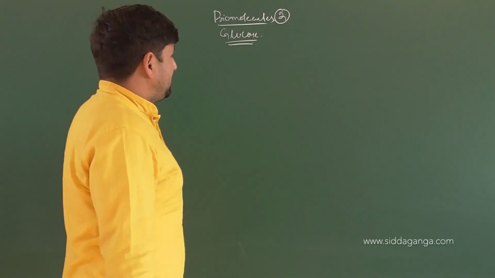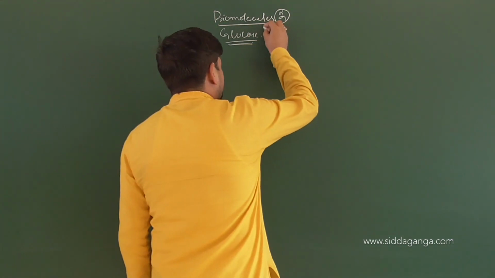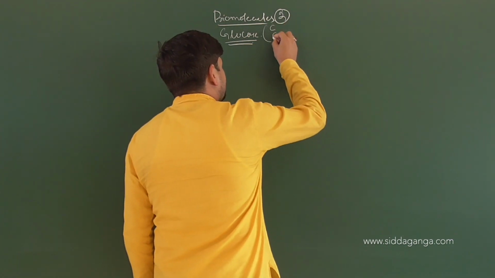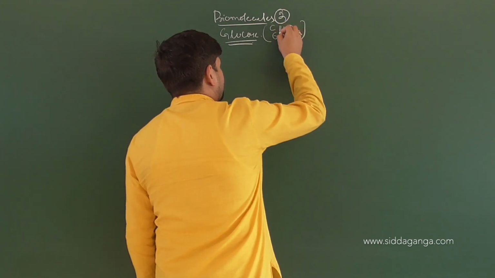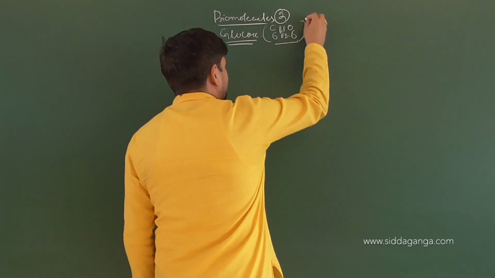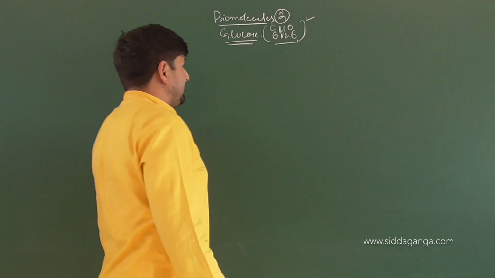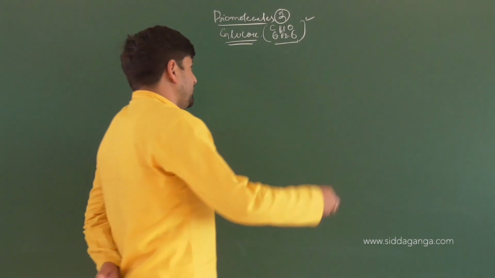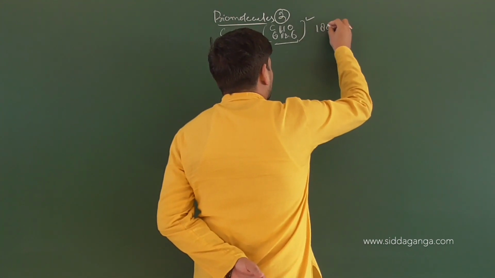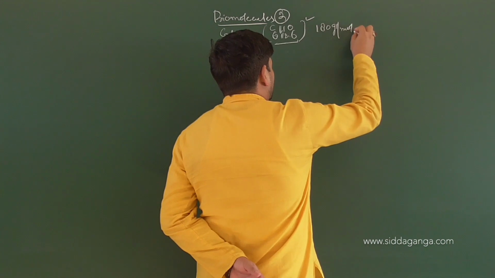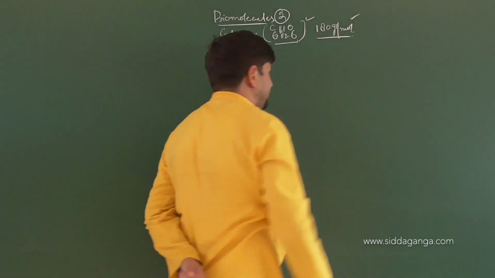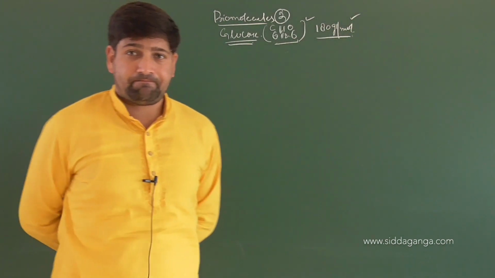By experimental investigation, it was found that its molecular formula is C6H12O6. With respect to its mass and other calculations, it is molecular formula C6H12O6. So obviously the molecular mass will be 180 grams per mole. So 1 mole of glucose weighs how much? 180 grams. It's a basic thing that I'm talking about.